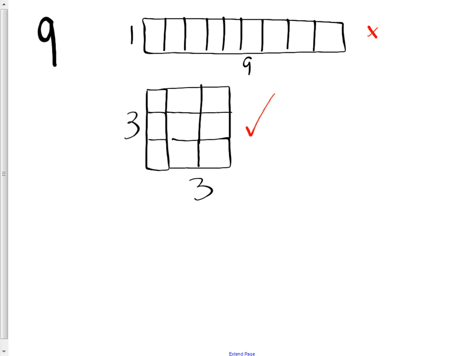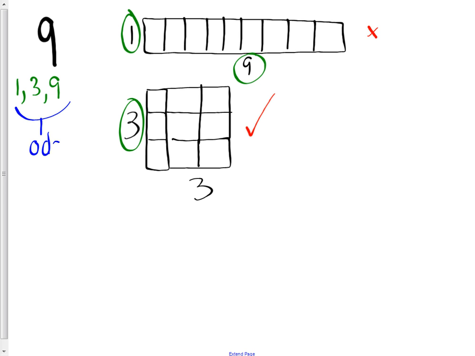Another thing we've found that's interesting is all of the factors of 9. So the factors of 9 are 1, 3, and 9. Again, let's remember that this odd number of factors proves to us that this is in fact a square number.